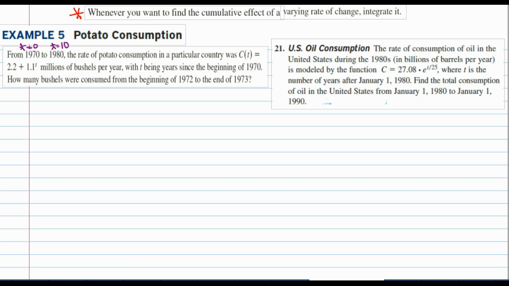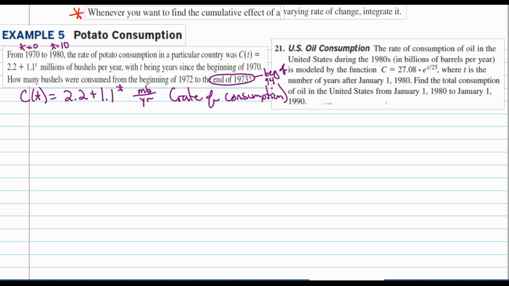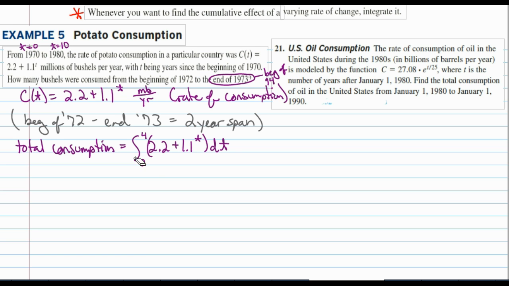Now keep in mind that is not just 1 year, because the end of 1973 is really like the beginning of 1974. So we are going to be spanning 2 years here. So the consumption rate is 2.2 plus 1.1 to the t, and that would be millions of bushels per year. And again, we're going from the beginning of 1972 to the end of 1973, which means I want to integrate from year 2 to year 4. The beginning of 1972 to the beginning of 1974. So be careful of that.